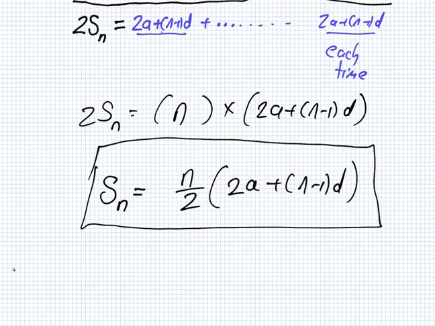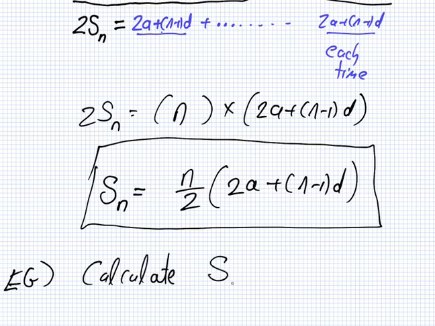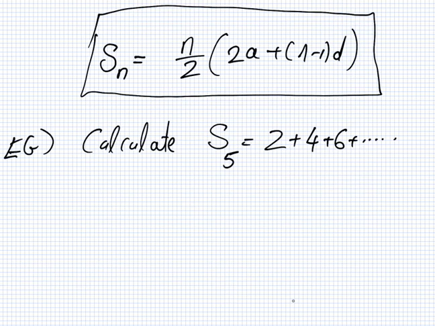Let me give you an example of it. Example: calculate the sum of the first 76 numbers. No, let's make it small. The sum of the first 5 numbers in this sequence: 2 plus 4 plus 6, etc. The reason I'm doing this is because it's small, so we can see the answer.